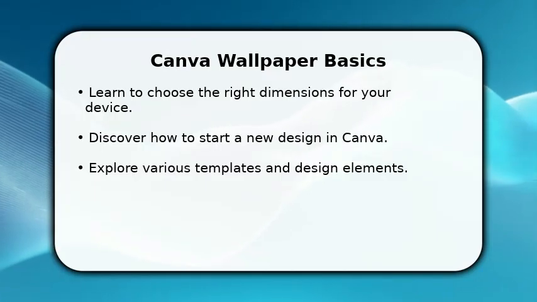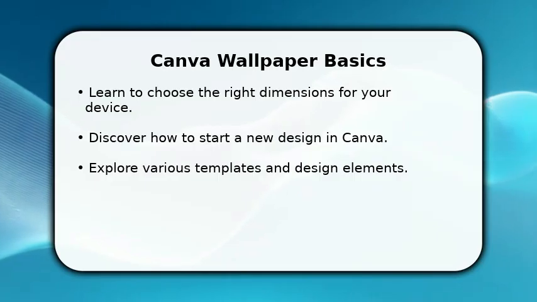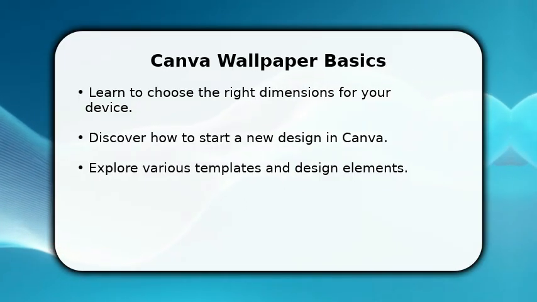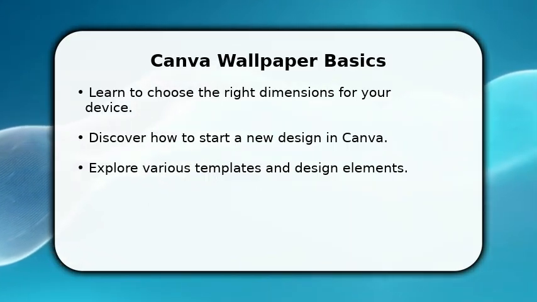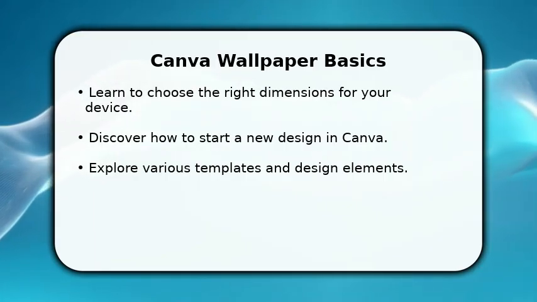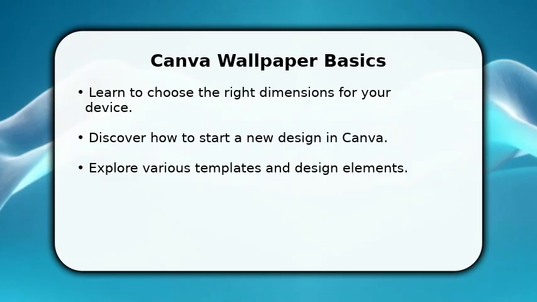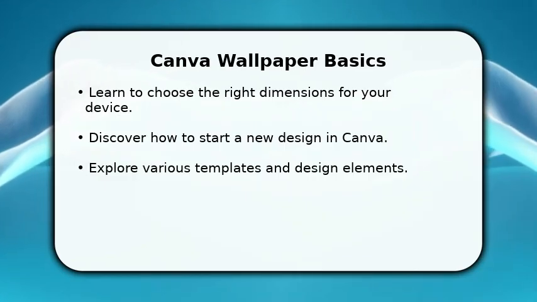In this video, I will explain how to make Canva wallpaper. First, open Canva and select Create a Design. You'll want to choose custom dimensions that match your device's screen for the best fit. For example, a common desktop resolution is 1920 by 1080 pixels. This ensures your wallpaper looks crisp and clear without stretching or cropping. Let's get started with setting up your canvas.